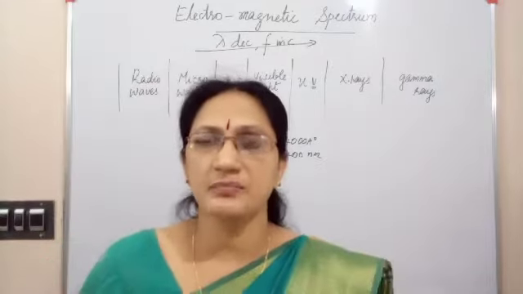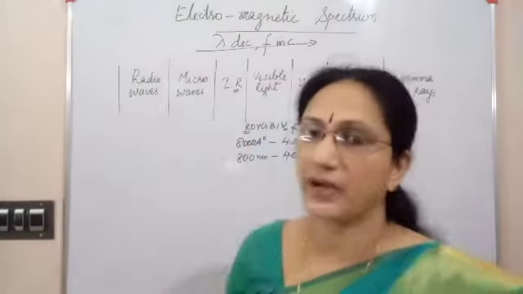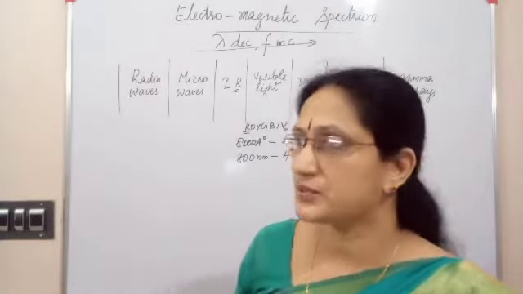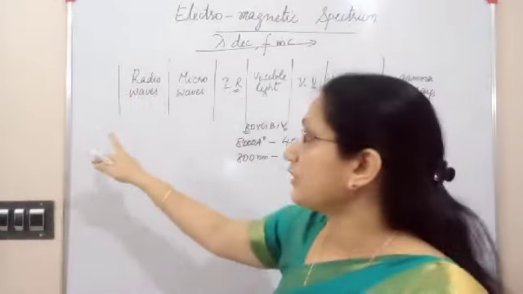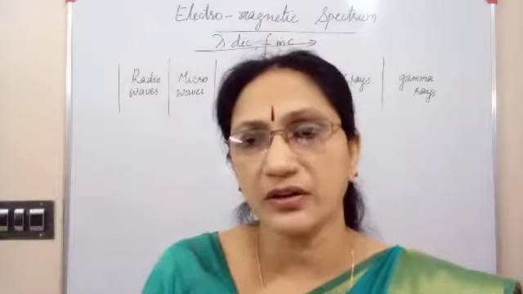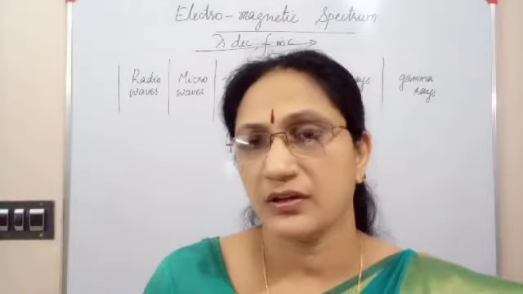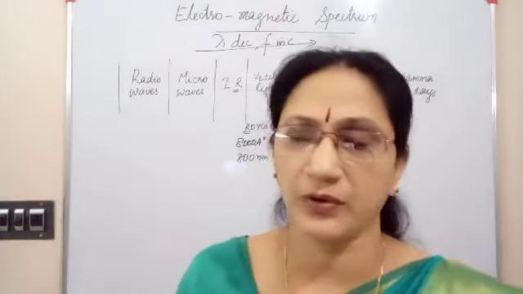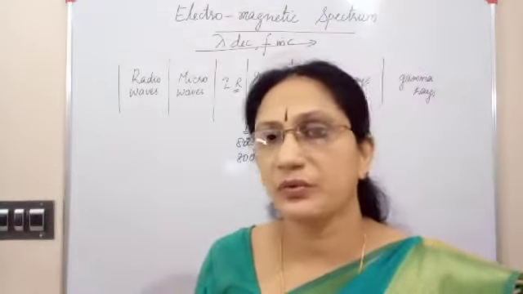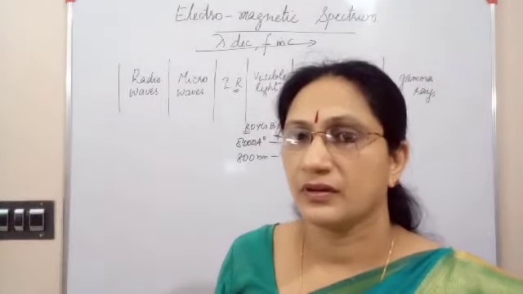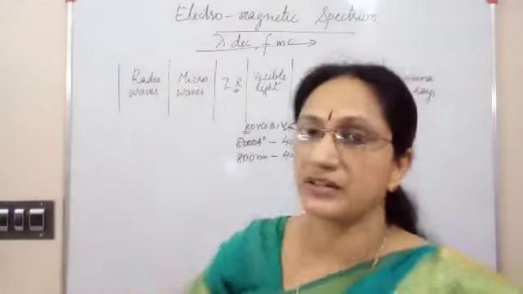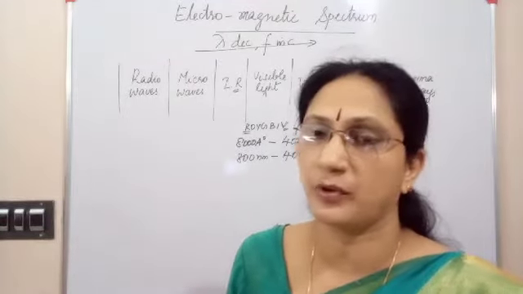Now we will discuss some general properties of these electromagnetic waves. Common properties. Listen to it. Some of the properties which I am going to discuss here are not included in the textbook, so you may add these points to the textbook. First, all these electromagnetic waves can travel through vacuum. They do not require any medium. Even through vacuum, all these electromagnetic waves can travel. This is one general property.